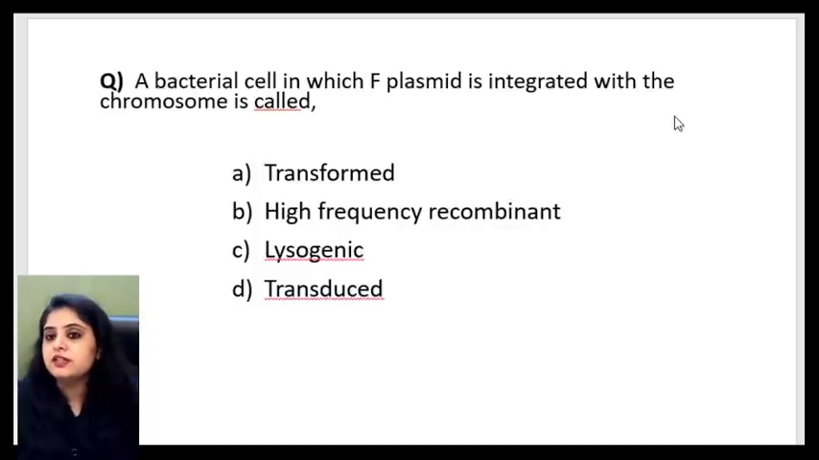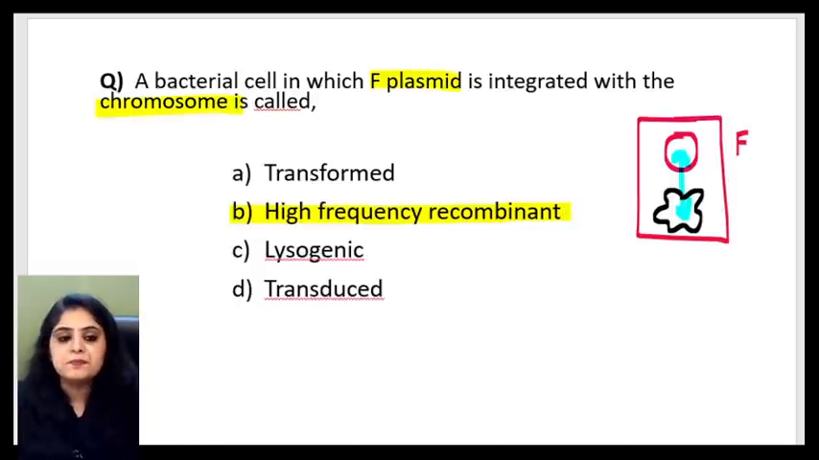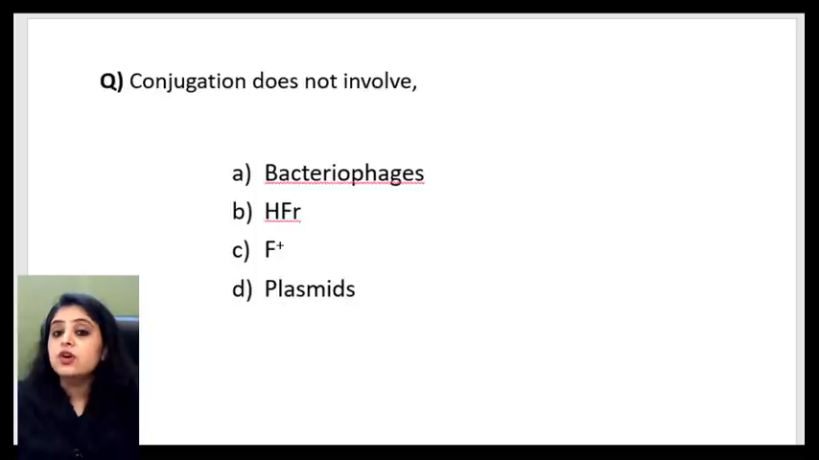Let me draw this. For example, this is a bacterial cell. This is the F plasmid, and they are saying this is the chromosome or the DNA. Now they are saying that the F plasmid and the DNA have integrated, they have combined. What do you want to call it? We would want to call it high frequency recombinant. As simple as that. Plasmid with chromosome, HFR. Moving on to the next question.